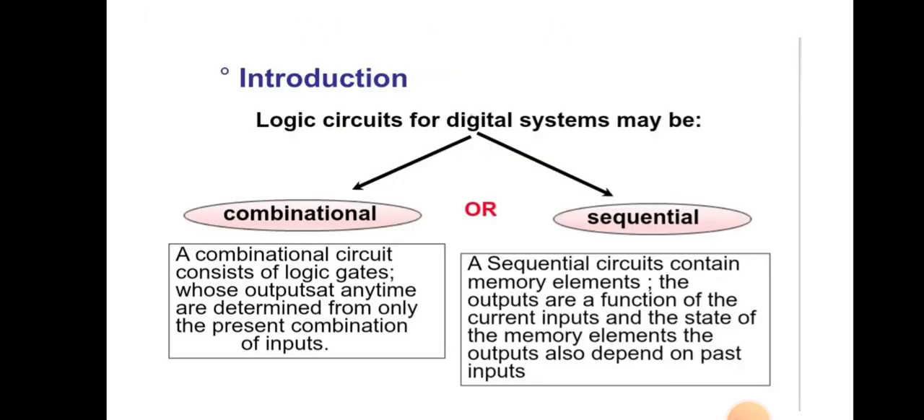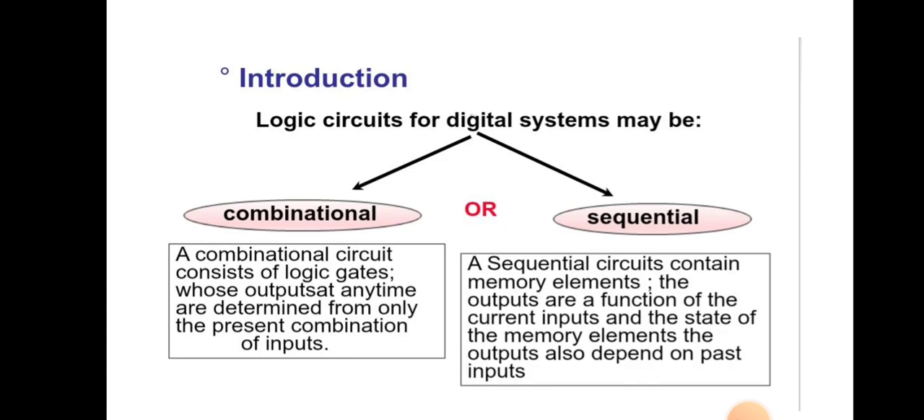Before that, we will see what the different types of circuits are. The logic circuits for digital systems may be combinational or sequential. A combinational circuit consists of logic gates whose outputs at any time are determined only from the present combination of inputs. Now what is the main difference between these two circuits? In a combinational circuit, there is no memory element. What is a memory element used for? To store particular information.